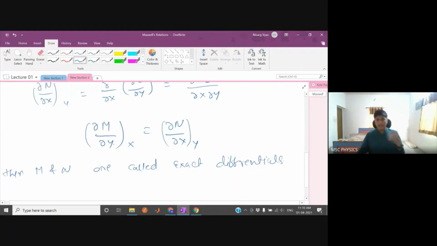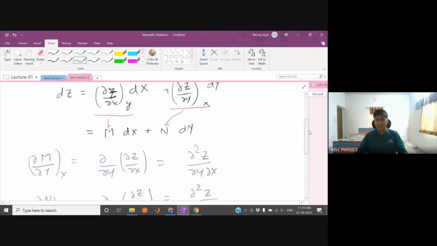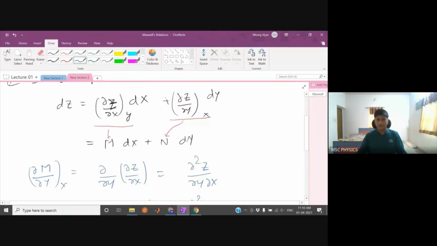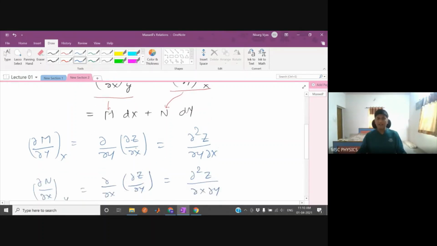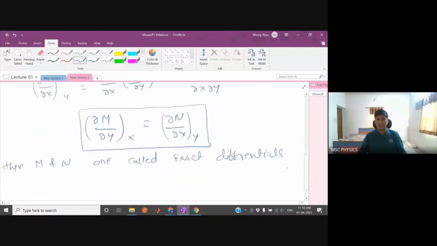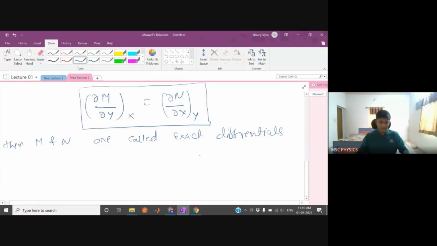So del M by del y at constant x equals del N by del x at constant y. This is one of the very important results that we are going to be learning today. Let me quickly recap. We wrote, if z is a function of x and y, we wrote it like this. Then we called this part M and this part N, and we eventually found that del M by del y equals del N by del x. If they are equal, M and N are called exact differentials. This is the condition for exact differentials.